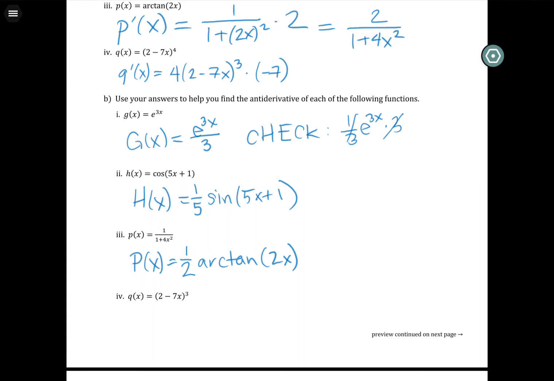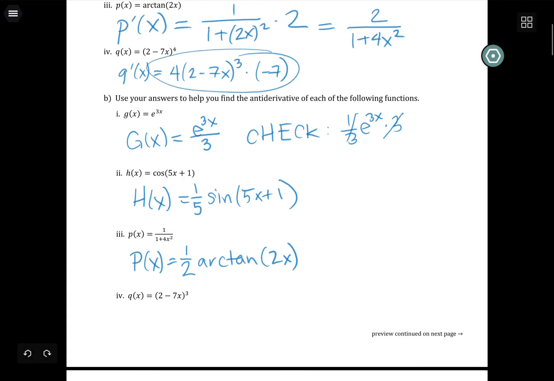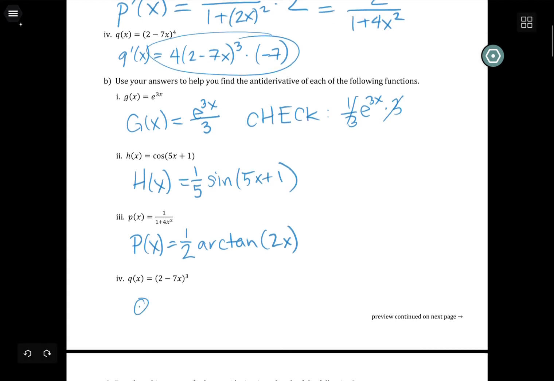And very last of all, we want to know what to take the derivative of if we're hoping to end up with 2 minus 7x to the 3rd. And again, we got close to that when our function was 2 minus 7x to the 4th, but we got an extra factor of -28. When we rearrange there, we have a 4 and a -7, and it's all multiplied. So this is really what we've got. So we're going to have to divide by -28.